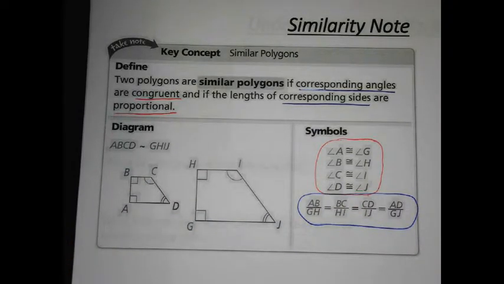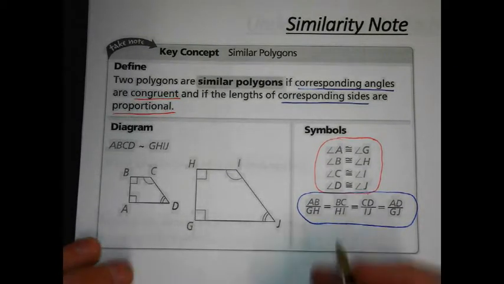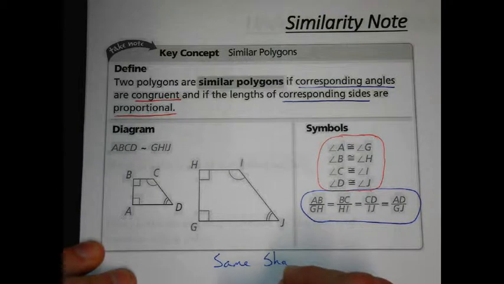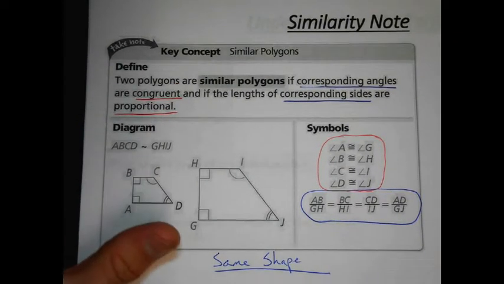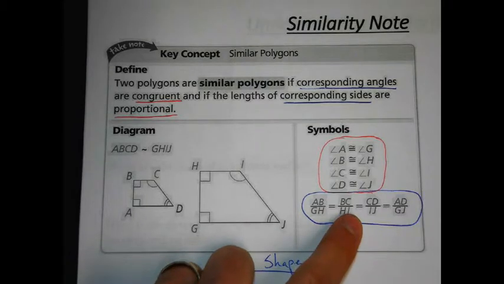So what does that mean? Similarity simply means same shape. Okay, similarity simply means same shape, not the same size. Same size and same shape is congruent, right? But anyway, how does similarity work? Corresponding angles congruent, corresponding sides proportional.